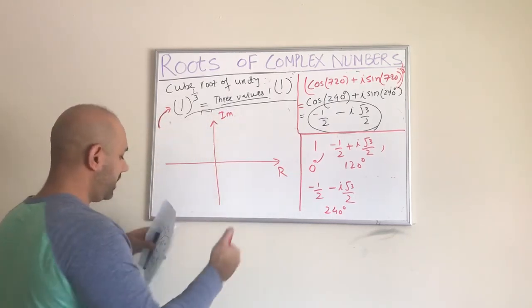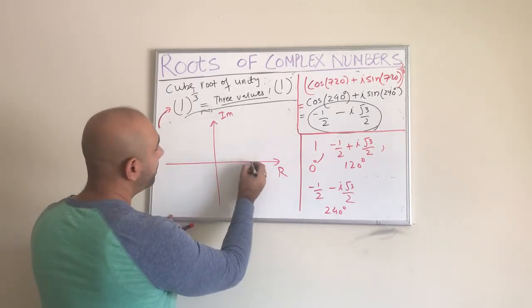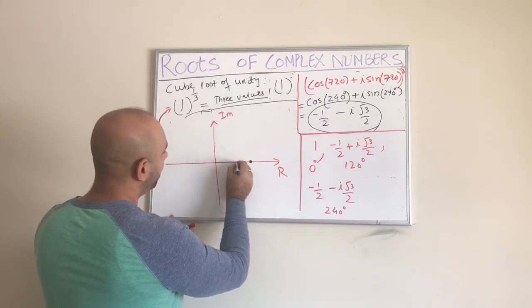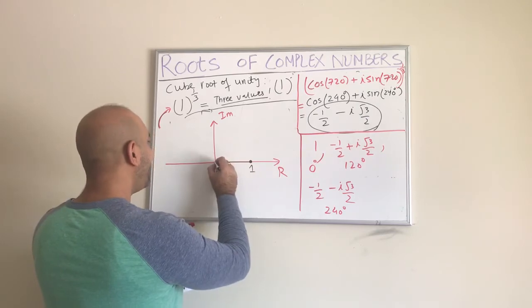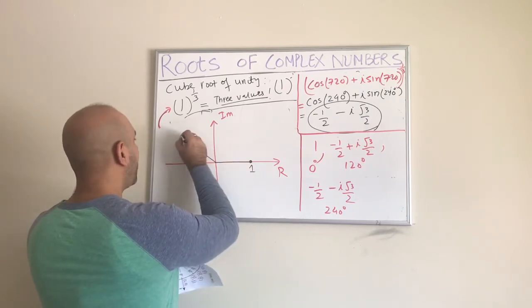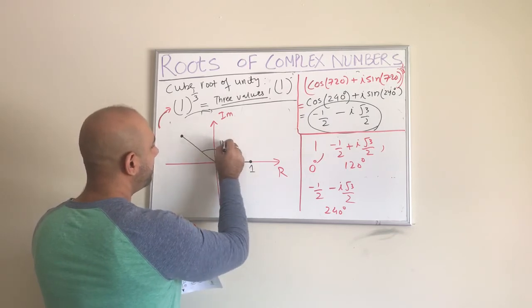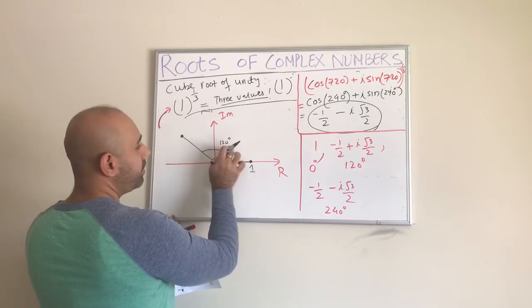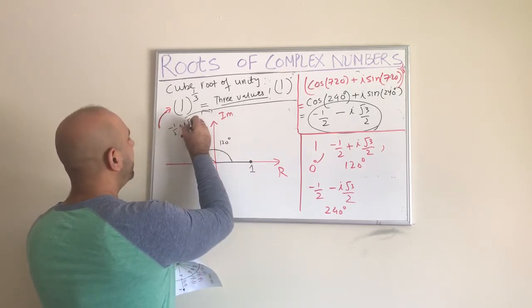My first solution was on angle 0. This was my first value or first solution. Let's say this is angle 0, right? This is my first value, which was just 1. Guys, my second value was right here, and the angle that it made with the reference side was 120 degrees. The value for 120 degrees was 1/2 plus i radical 3 over 2.